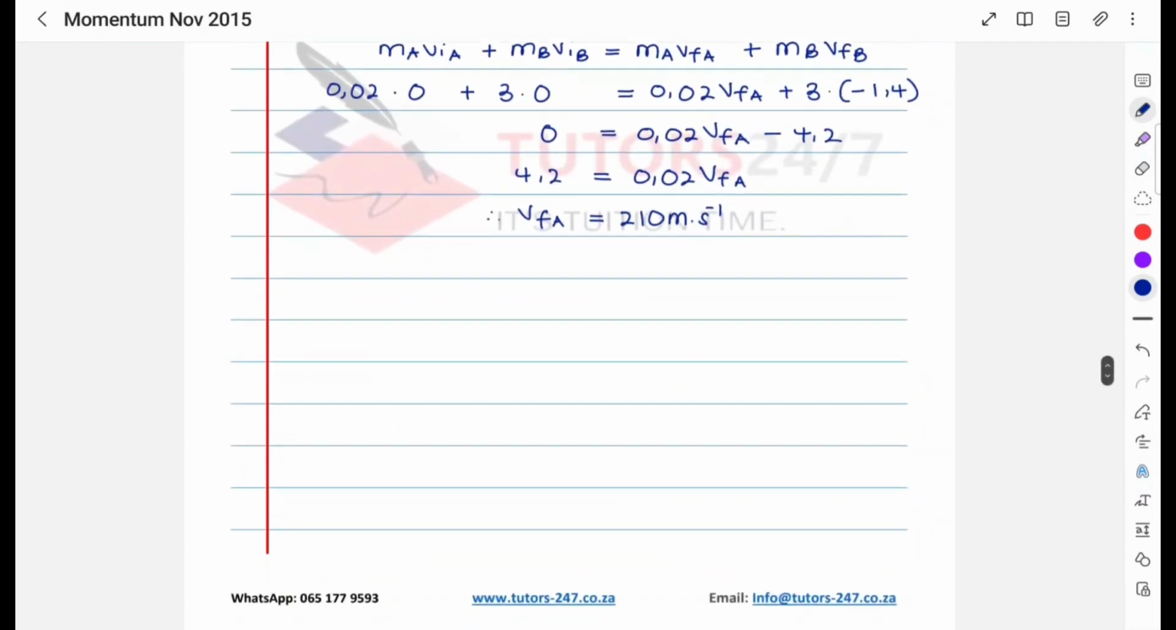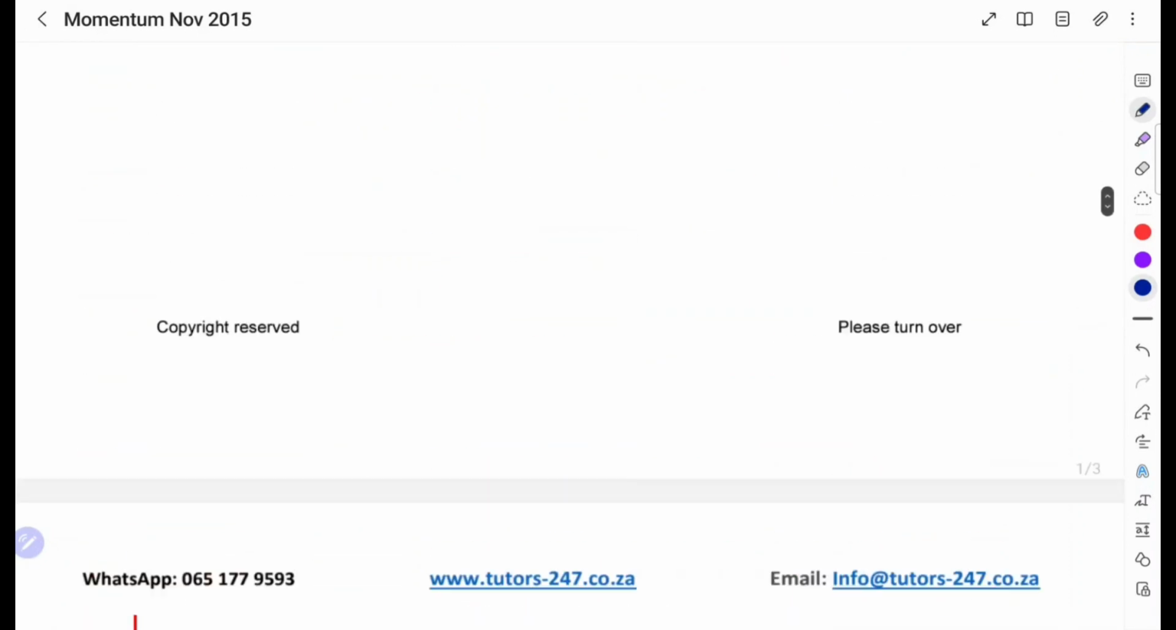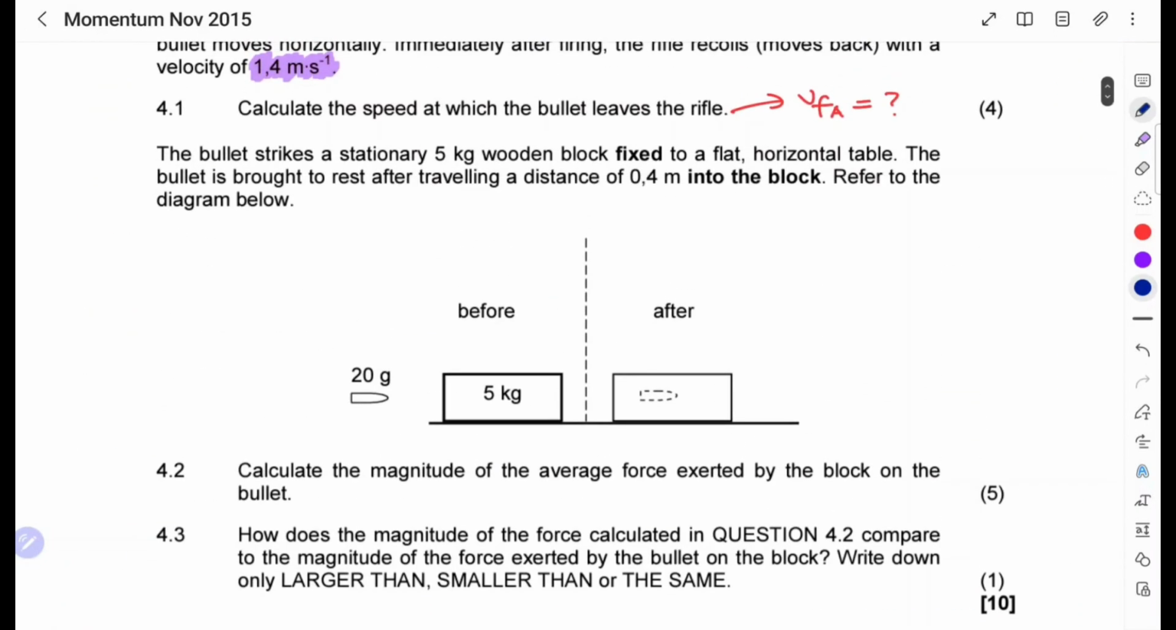Now, let us attempt question 4.2. Question 4.2 states, the bullet strikes a stationary 5 kg wooden block fixed to a flat horizontal table. The bullet is brought to rest after traveling a distance of 0.4 meters into the block. Refer to the diagram below.